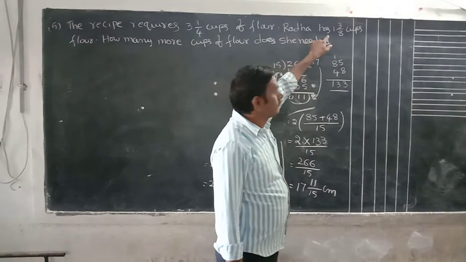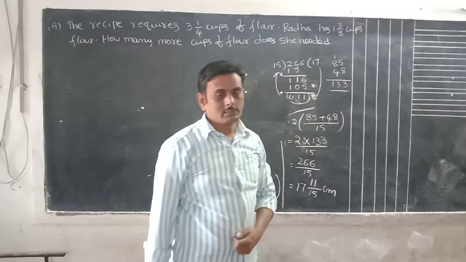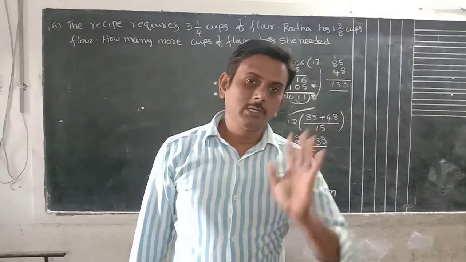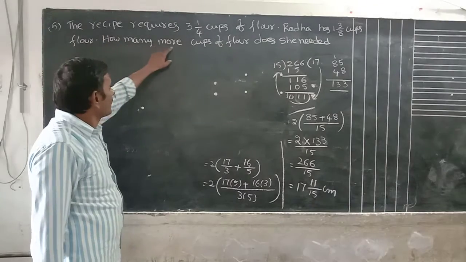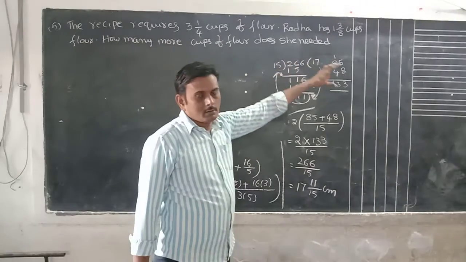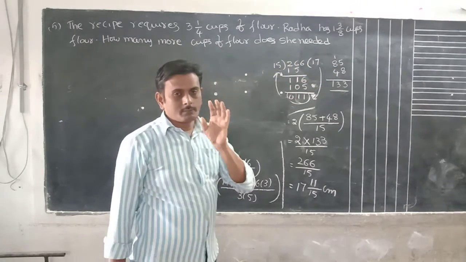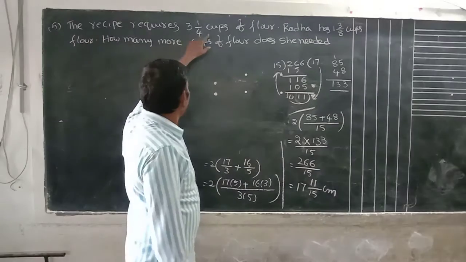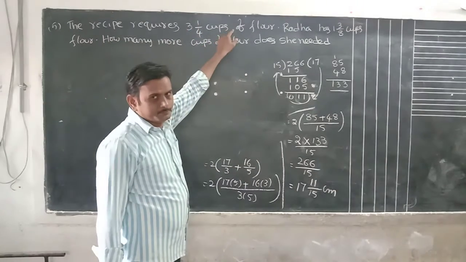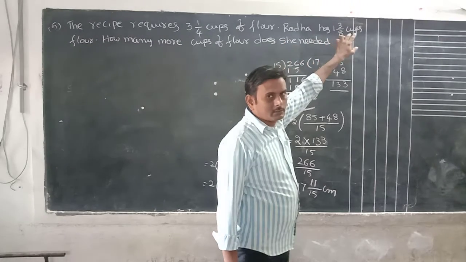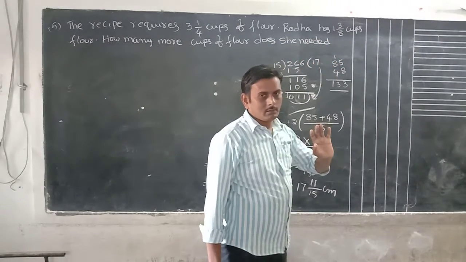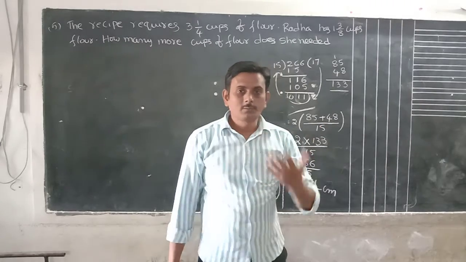But Radha had 1 3/8 cups of flour only. And then how many more cups of flour does she need? To prepare some particular food, she needs 3 1/4 cups of flour. But how many cups of flour did she have? 1 3/8 cups of flour only. Okay, still how much flour is needed?